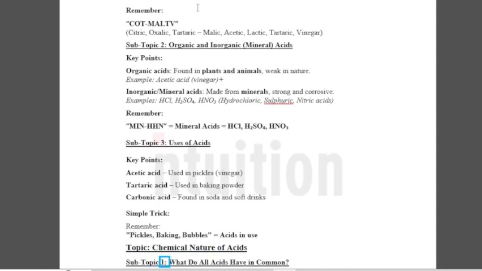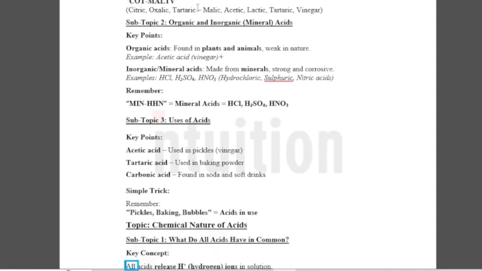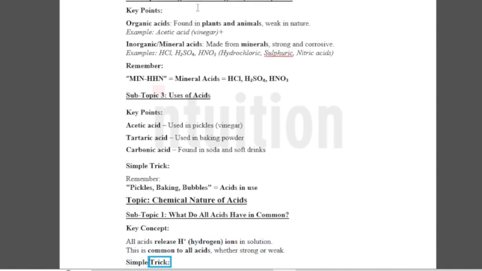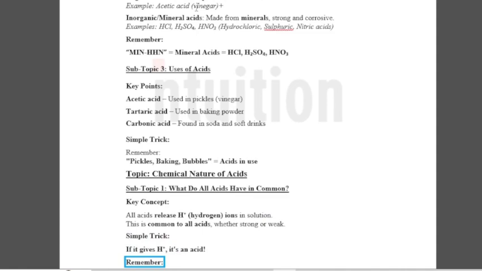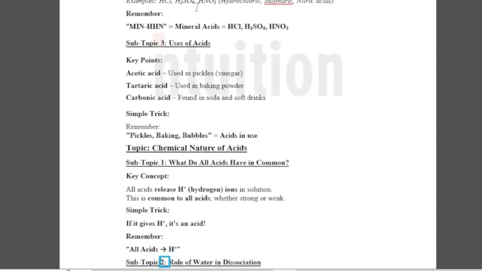Subtopic 1. What do all acids have in common? Key concept: all acids release H+, hydrogen ions, in solution. This is common to all acids, whether strong or weak. Simple trick: if it gives H+, it's an acid. Remember, all acids give H+.